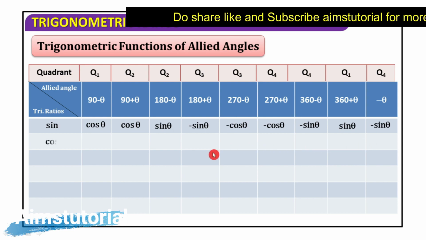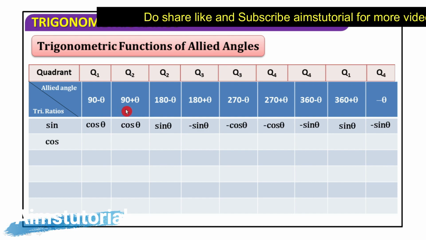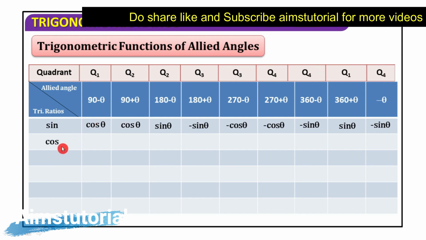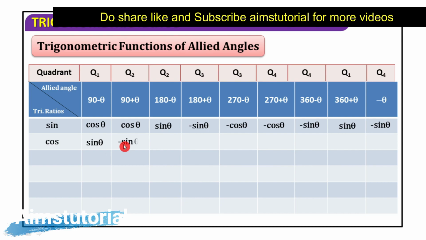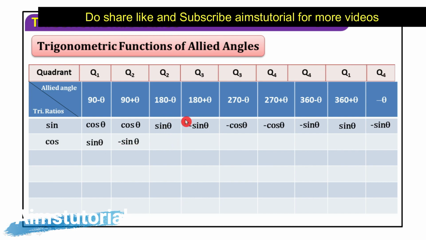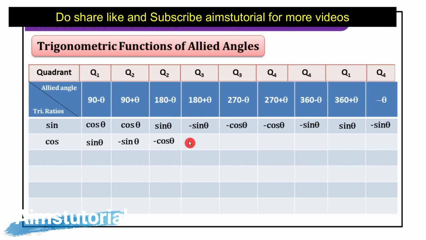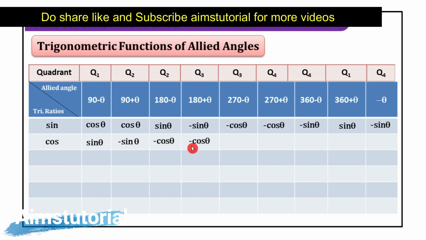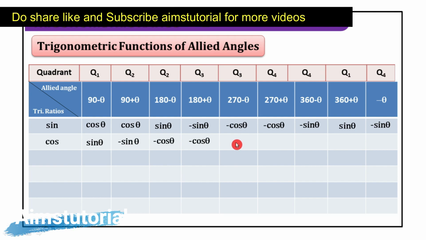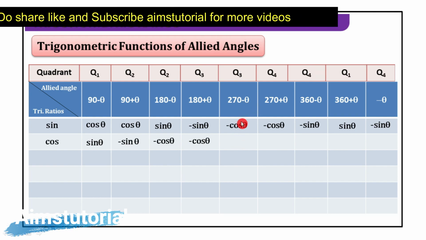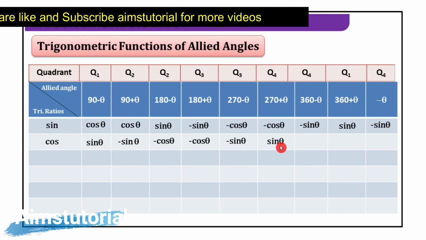Like that we can write cos theta also. So cos of 90 plus theta or cos of 90 minus theta, if 90 is there, co-ratio will come. Co-ratio of cos is sine, so in the first quadrant cos is positive, in the second quadrant cos is negative. For 180 minus or 180 plus, same ratio will come. In the second quadrant cos is negative and in the third quadrant cos is also negative. For 270, co-ratio will come, so co-ratio of cos is sine, but in the third quadrant cos is negative and in the fourth cos is positive, so minus sine, plus sine.